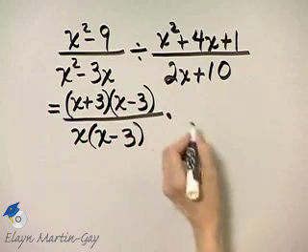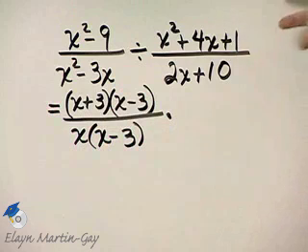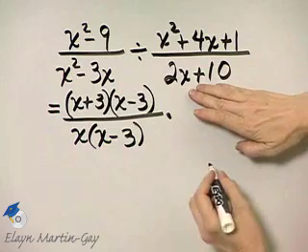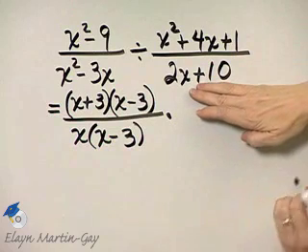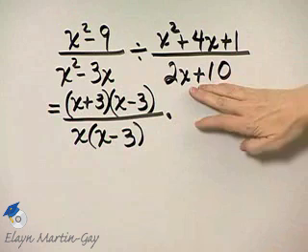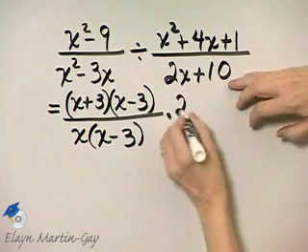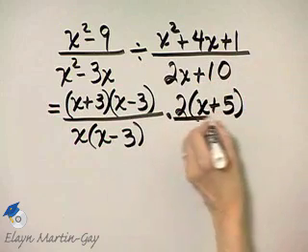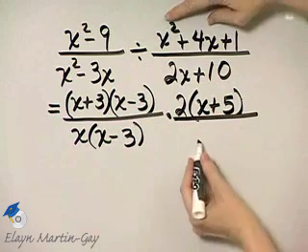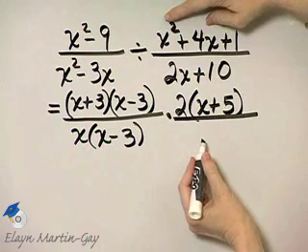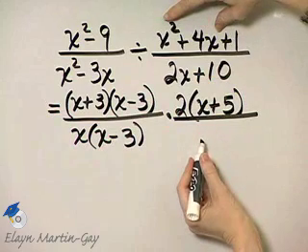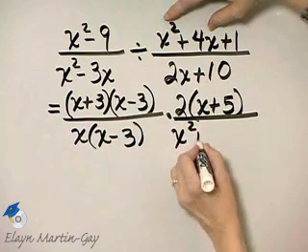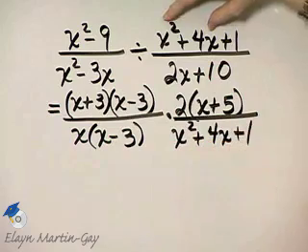Then that's times. Now remember, it's times the reciprocal, so this denominator moves to the numerator. So in the numerator, how can we factor this? Or I should ask, can we factor this? The answer is yes, there's a common factor of 2 that can be factored out, and I'm left with x plus 5. And then in the denominator, since we are taking the reciprocal, will this factor? Well, the answer is no. I'll let you work on it, but this is x squared plus 4x plus 1.